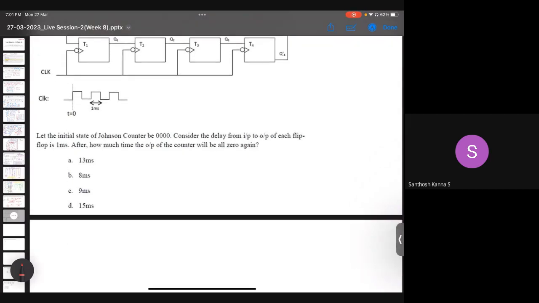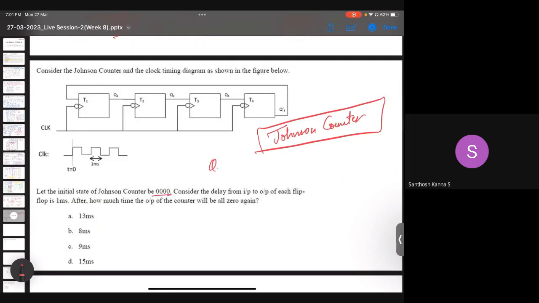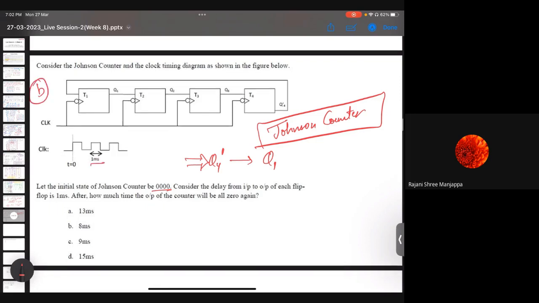It says the initial state of the Johnson counter. So first of all, this circuit is called a Johnson counter. In a Johnson counter, the last bit, complemented, is the input of the first bit. This is the main characteristic. After eight clock pulses, the Johnson counter is set back to 0000. Okay, fine. So I'm getting one answer as B, right? Since the time period is one, and you are saying after eight, yes, right? Sure. Okay.